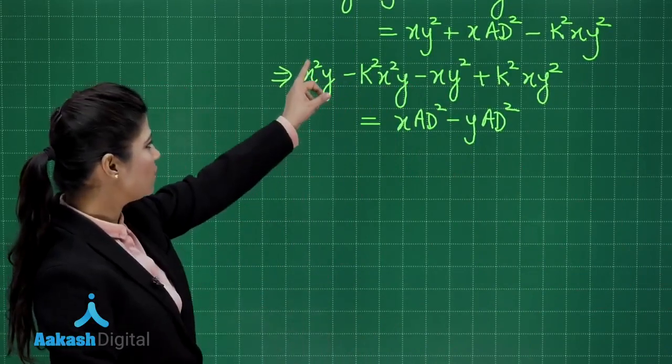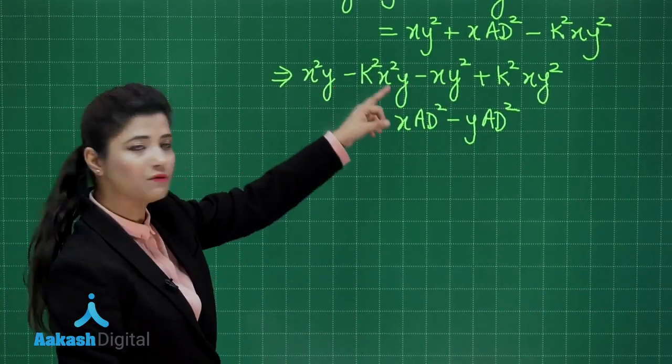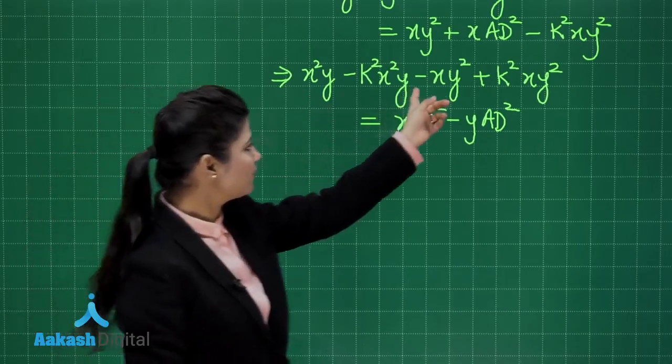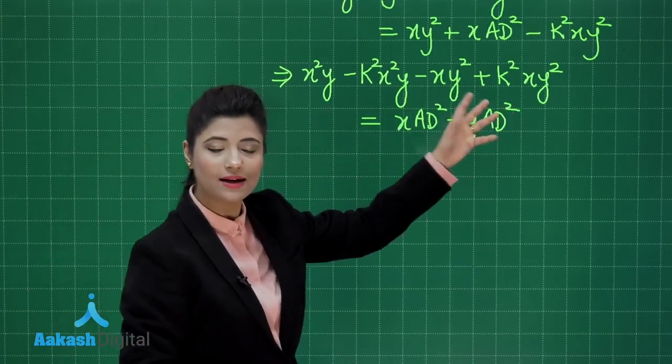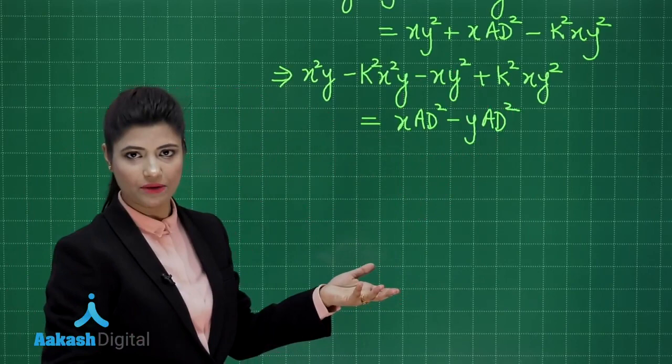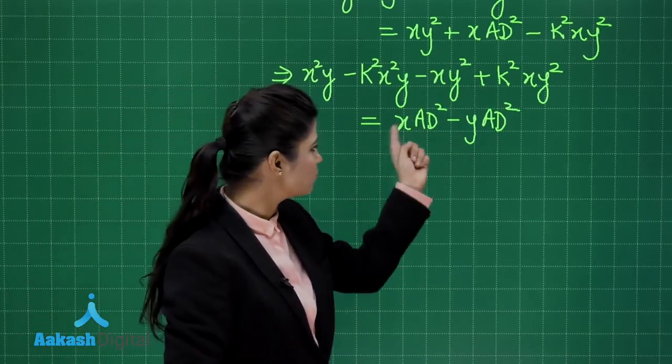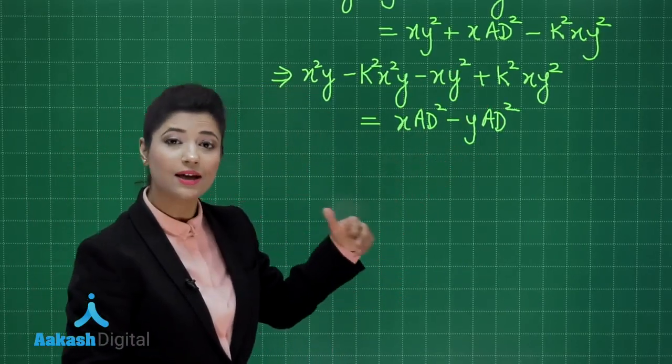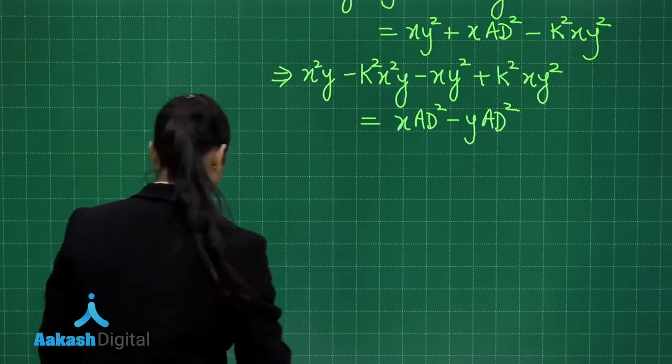Here we can take x square y as common from the first two terms, while from the last two terms on the left hand side, x y square can be taken as common, right? And here from both terms on the right hand side, we can take AD square as common. So let's bring it on.